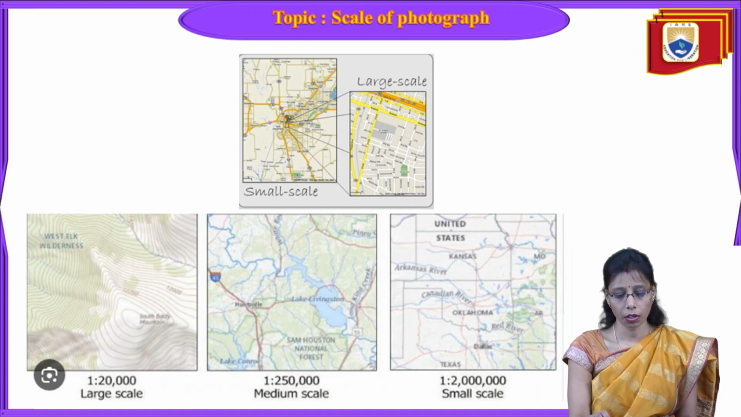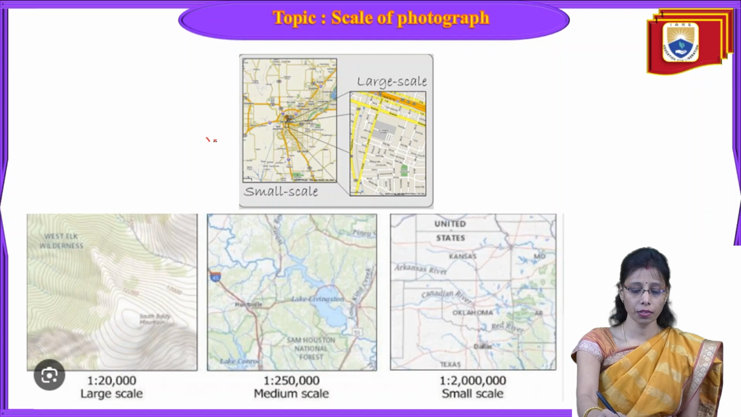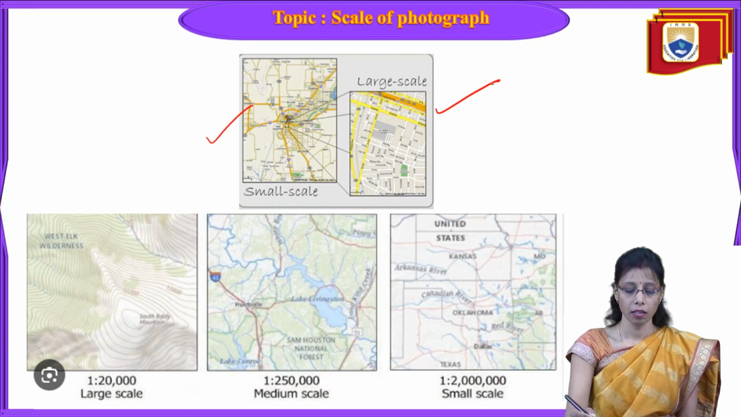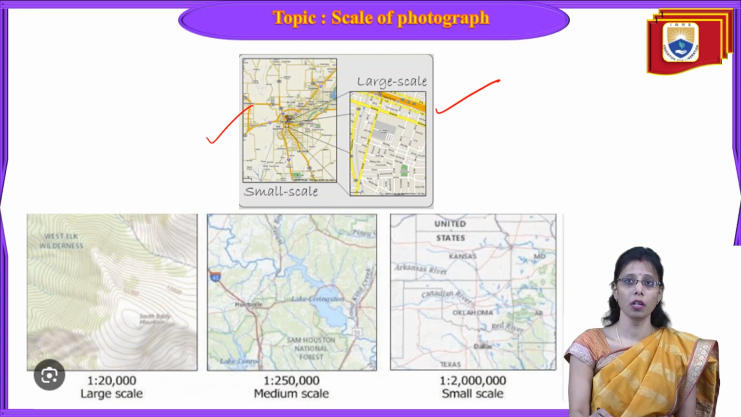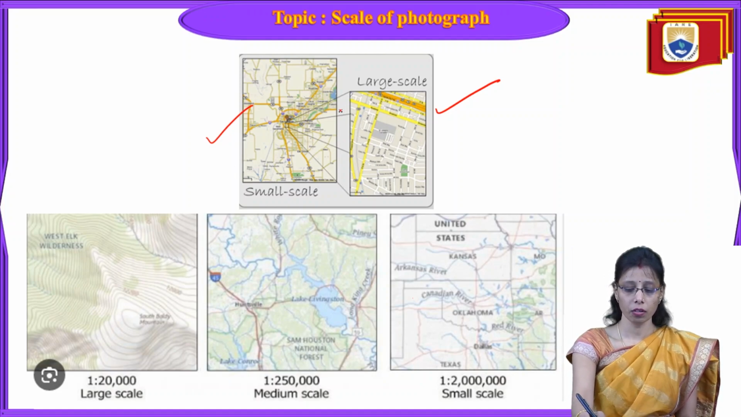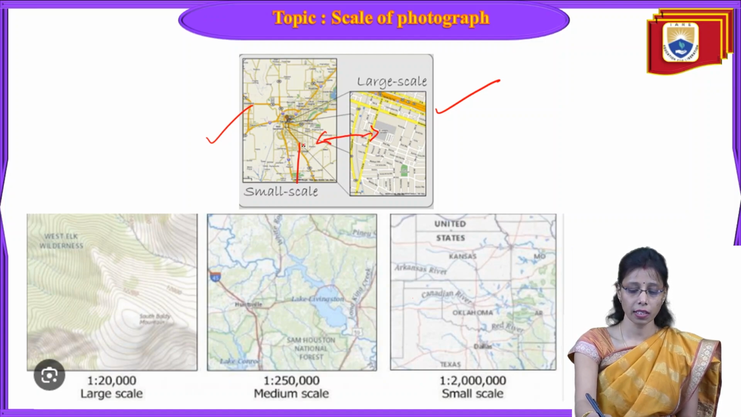Now here we have one more example. It's more clear, it is given here. So this is one small scale, large scale. Just now in the previous slide, I told you about large and small. Now this is one part of this large scale. This large scale is one part of the small scale. So if this is the small scale, this much portion it is showing here.